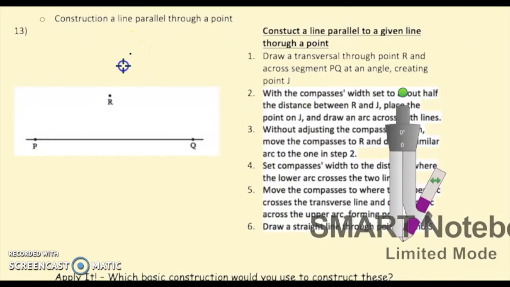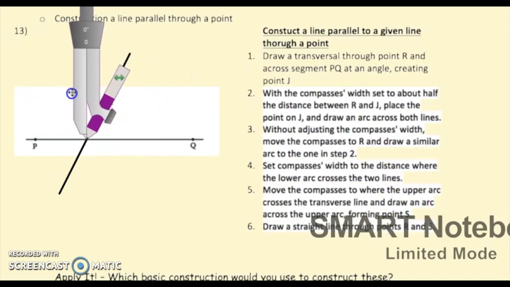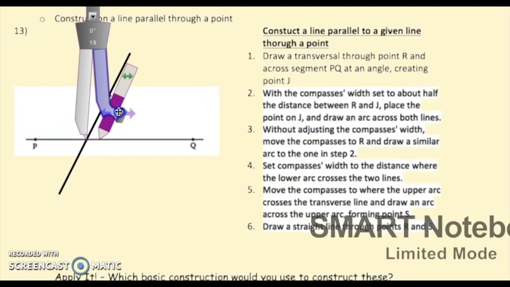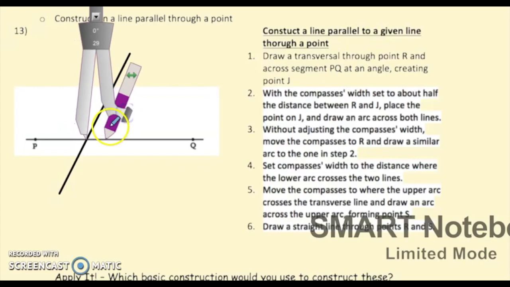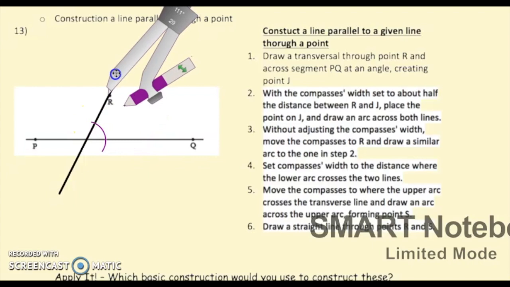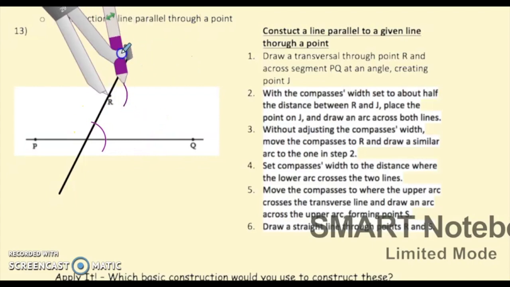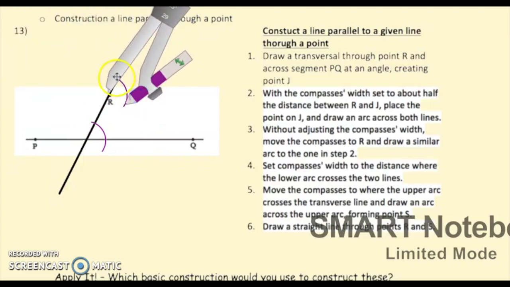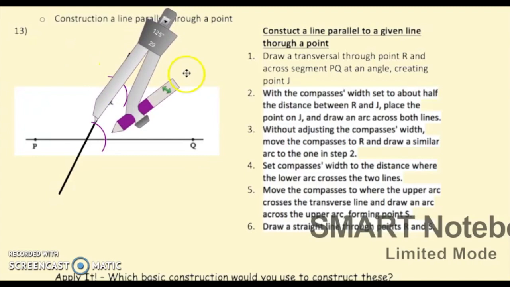Another way we can apply this is by constructing parallel lines. So I'm going to construct an angle by drawing a transversal in, and then I'm going to draw an arc through that angle because I'm going to copy this angle up. So there's one arc. I'm going to slide it up to the point and draw another arc.